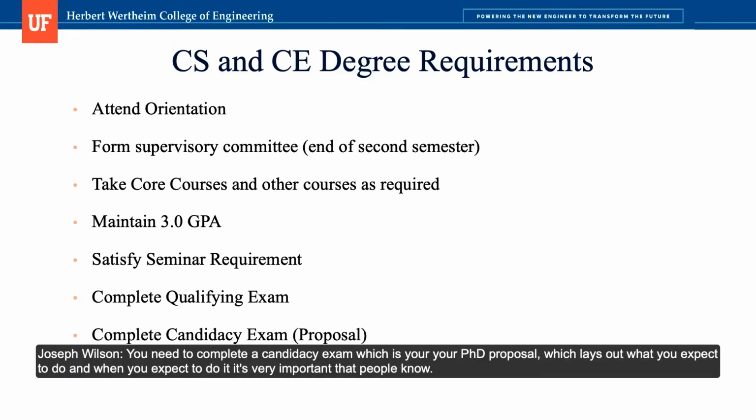You need to complete a candidacy exam, which is your PhD proposal, which lays out what you expect to do and when you expect to do it. It's very important that people know what their plan of action is. The plan of action may vary from reality, and that's expected and understood. But you need to be able to lay out a line of research and possible milestones associated with that to demonstrate that you can carry out this thing we call research, right?